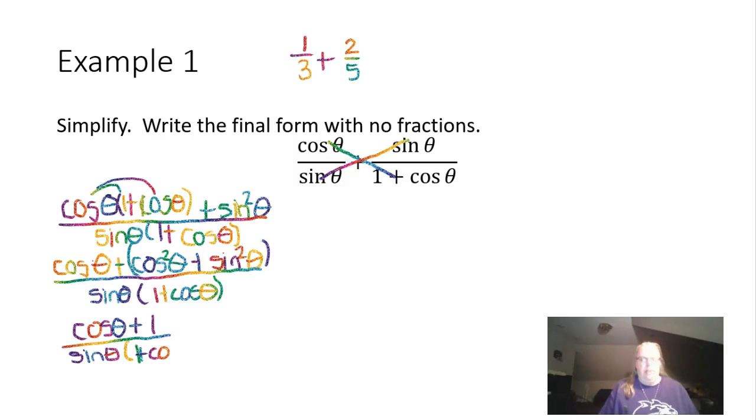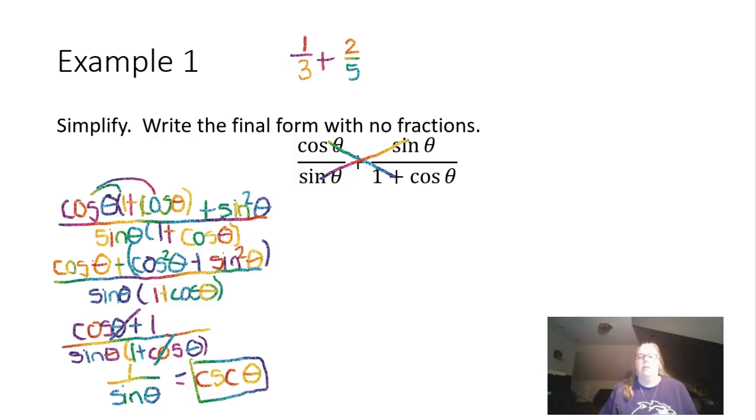Well, that means our fraction can actually reduce, because I have a cosine theta plus 1 here and a cosine theta plus 1 here. Then we're left with 1 in the numerator and the sine of theta in the denominator. And I know that's still a fraction, but the sine is a reciprocal function, and it is a reciprocal function for the cosecant. And now we have simplified our expression.